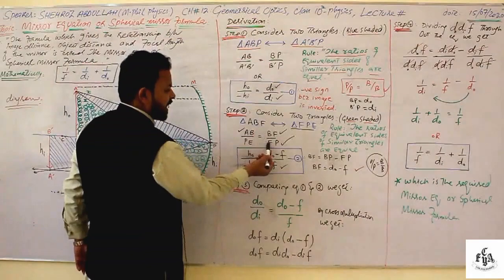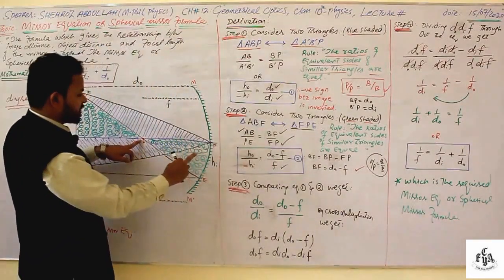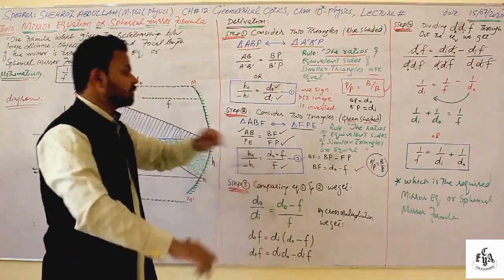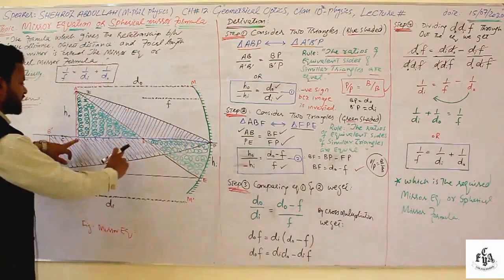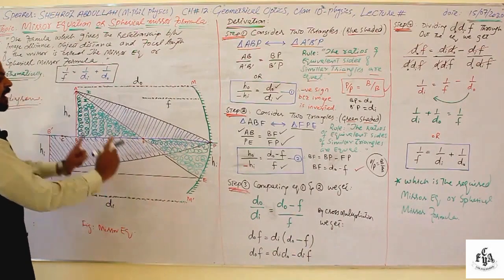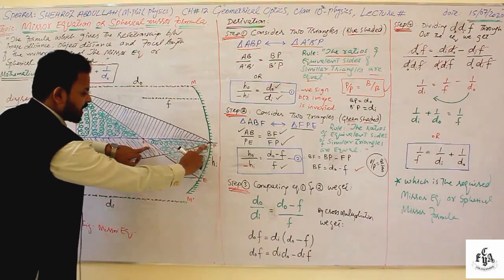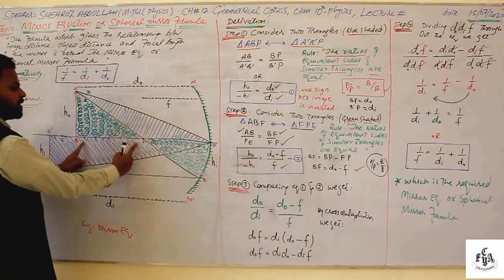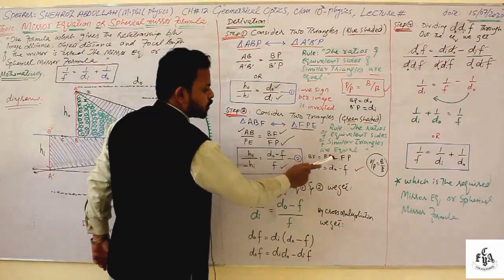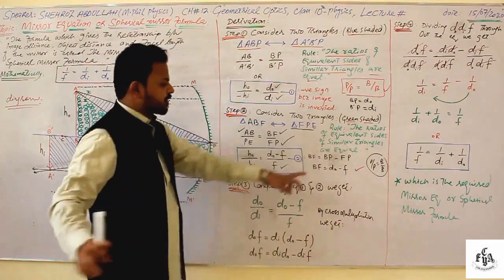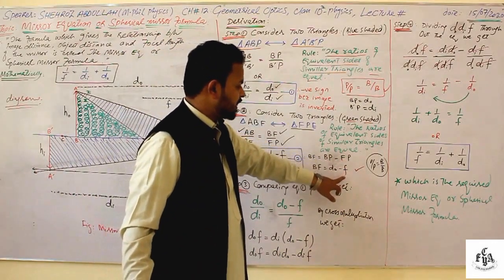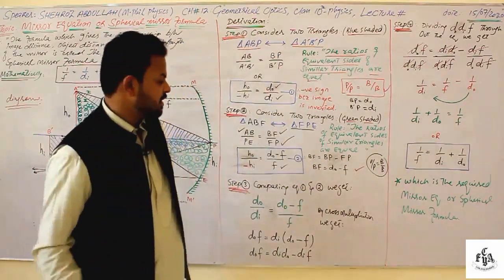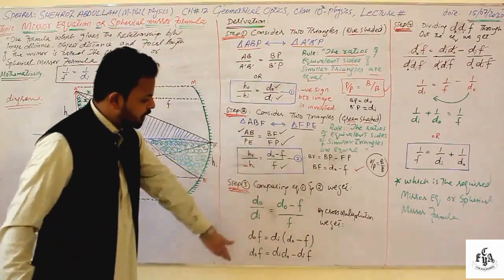On the right side, FP, the distance from principal focus to pole, is represented by focal length. I have written small f. Now this is very tricky. What is the BF value? If I subtract the FP value from the BP value, I am going to get the BF value. BF is equal to BP minus FP. BP is D naught. FP is small f, meaning focal length. So just replace the values over here by cross multiplication.